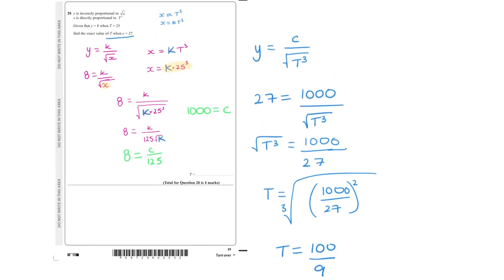Okay? Now, mathematically, the maths is simple. Understanding that we can manipulate constants this way is slightly more abstract. All right?